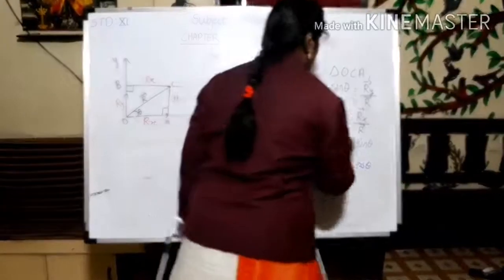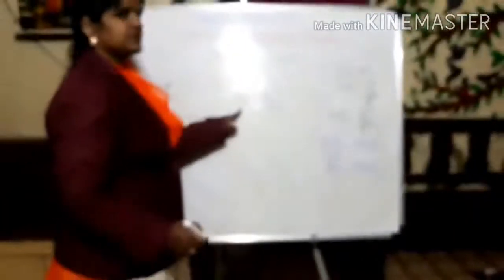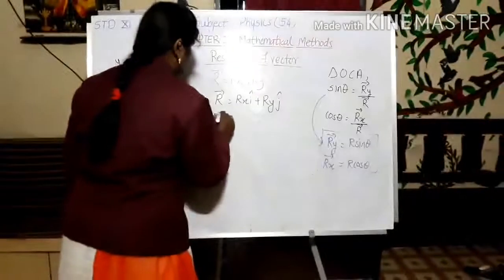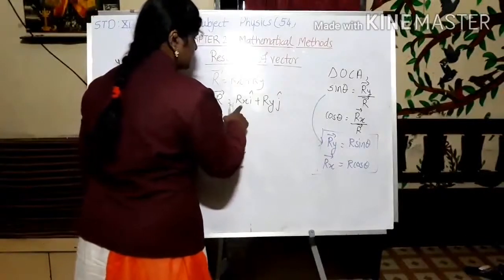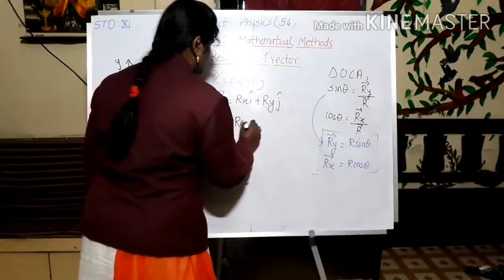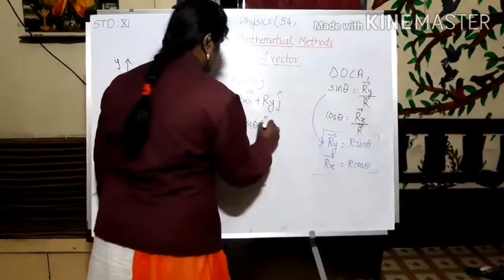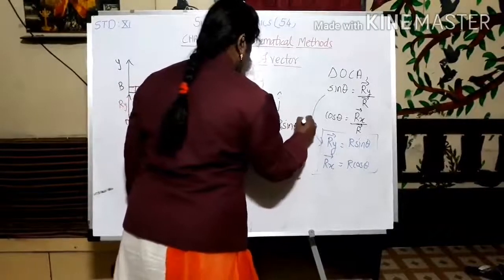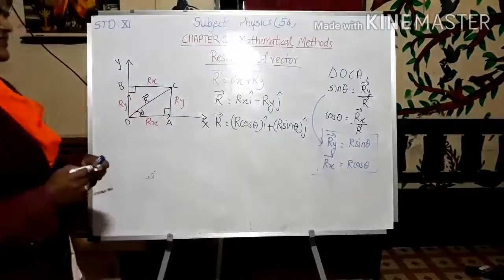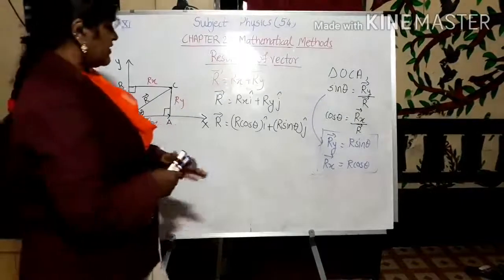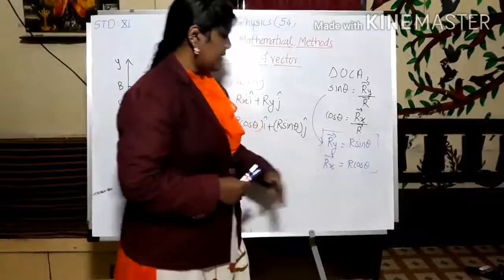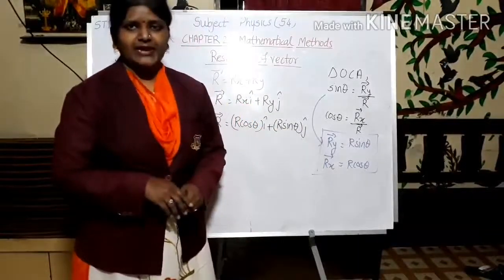So I can use both the equations in this. After using values for Rx and Ry, I will get R bar, and instead of Rx, R cos theta. But if I will not put this in the equation and I will just consider both of them, and if I add both of them, what will happen to this?